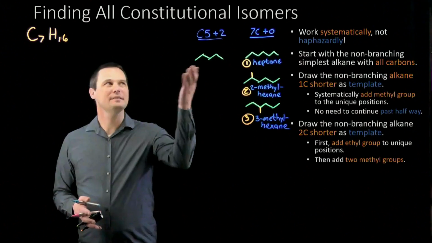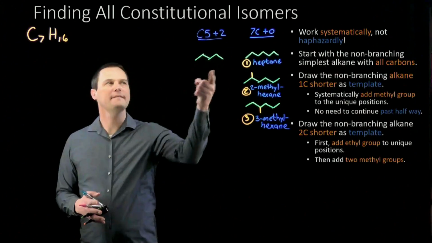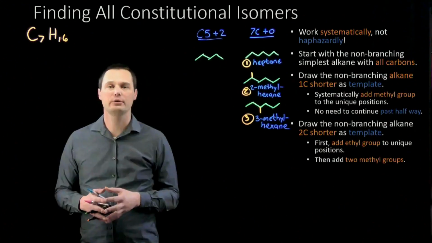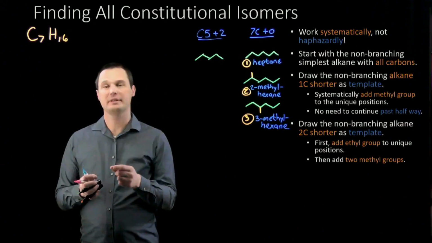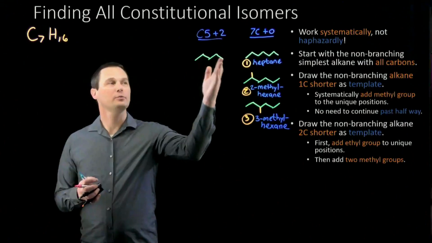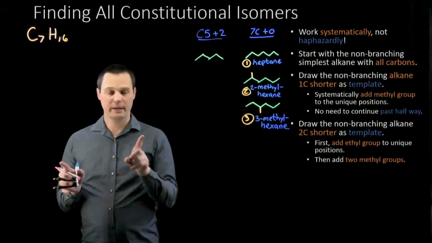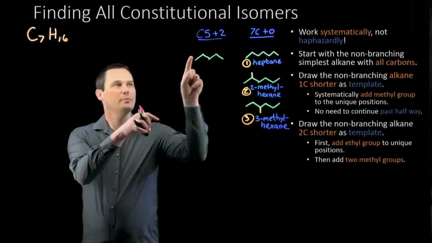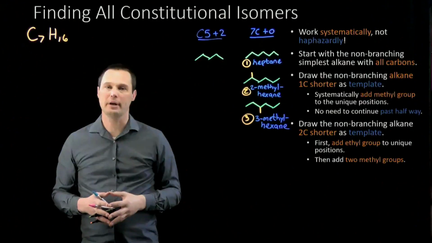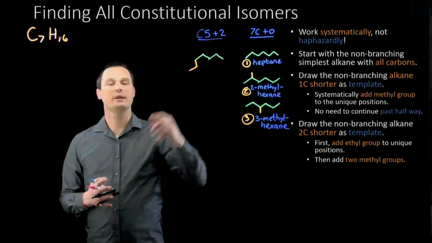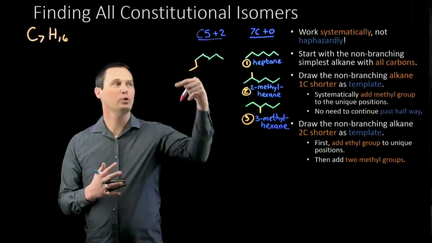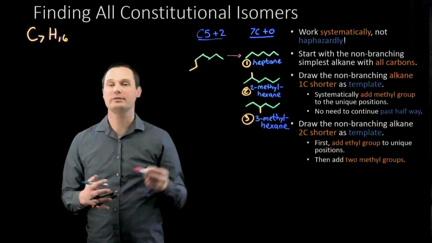The next set is the C5 plus 2 set, where I start with a 5-carbon template and systematically add on 2 more carbons. Turns out there are 2 ways I can do this. I can keep those 2 carbons together as an ethyl group and move the ethyl group systematically down the chain. Or I can take 2 individual methyl groups and put those 2 methyl groups in all possible positions down the chain. Hopefully you can see if I add the ethyl group to the first position, this is ultimately the same 7-carbon straight chain hydrocarbon, just rotated. This is the same as heptane and not a new unique isomer.